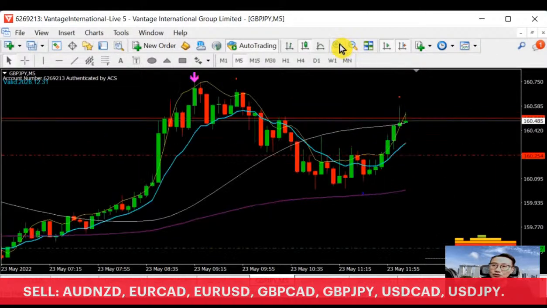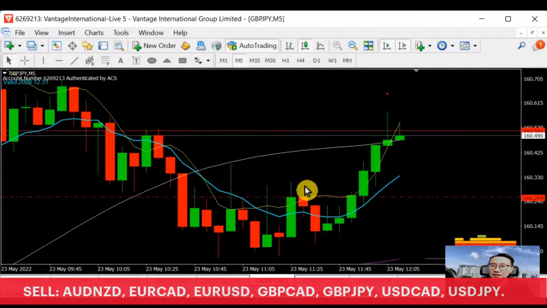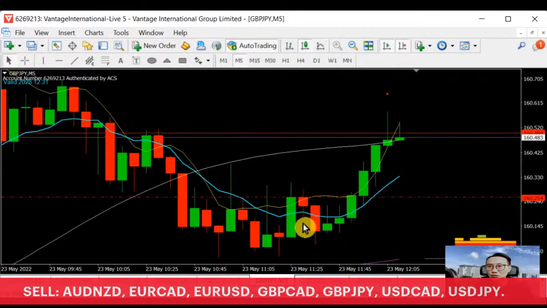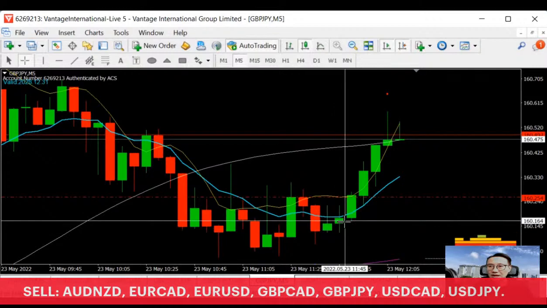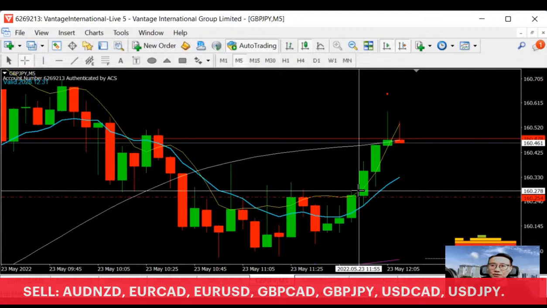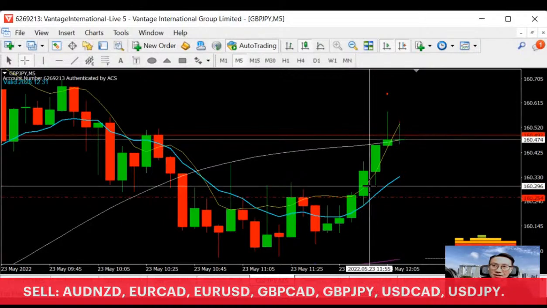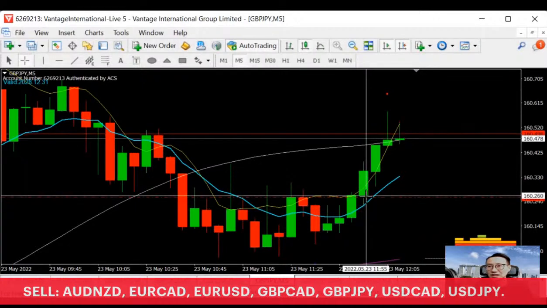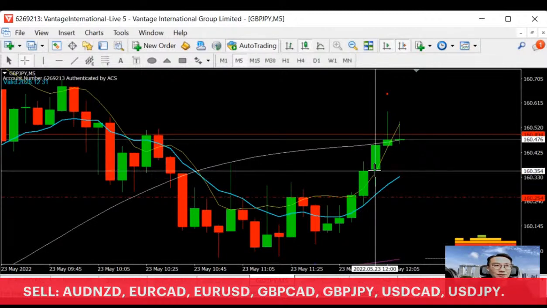Let me zoom in. This is the resistance over here. As you can see, it started to move up. For example, if I enter here, then it went down and started to come up again. It breaks the resistance, then started to come down, but it's not selling. It has not tested the resistance yet, but it went up. This is also considered as a retesting. It has retested and become a support, a buying candle.